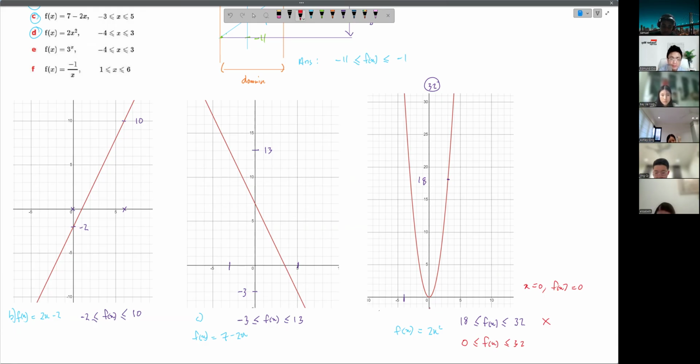For the first two graphs, as x goes up, y goes up, so there's no going down and up, there's no change. Whereas this one, there is a change. So that's why it's different. You can try E and F.